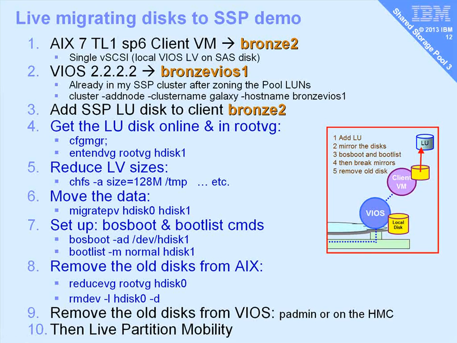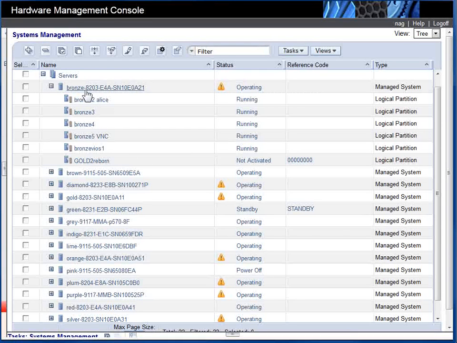Then we're going to do the bosboot and bootlist command so that we can boot off our new shared storage pool disk. And then we are not using the old disks, so we pull those out of AIX, and then we go to the VIO server or the HMC and actually disconnect those old drives. Now we can actually keep those around just in case. It's a nice little parachute, but we don't actually need them anymore, and we can release that disk space later on. Then we're actually ready for live partition mobility. Really is that quick.